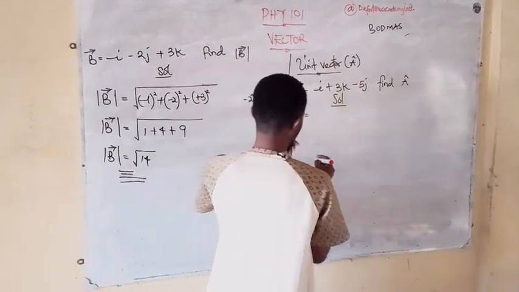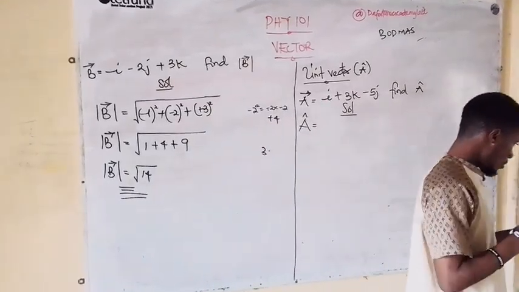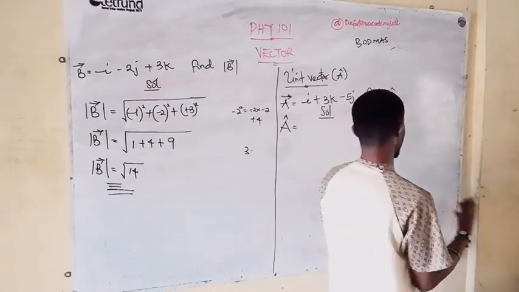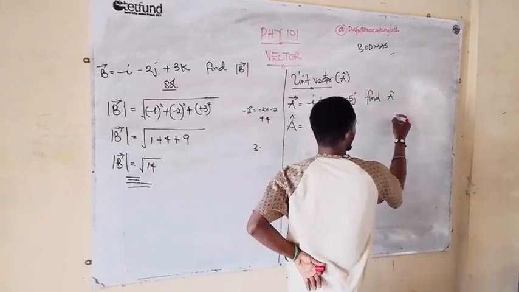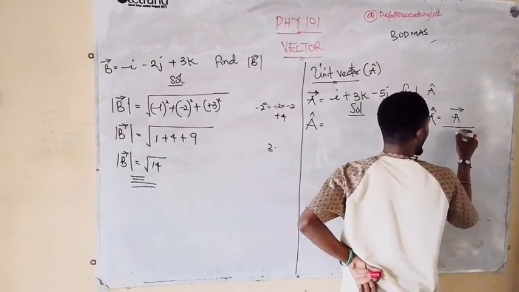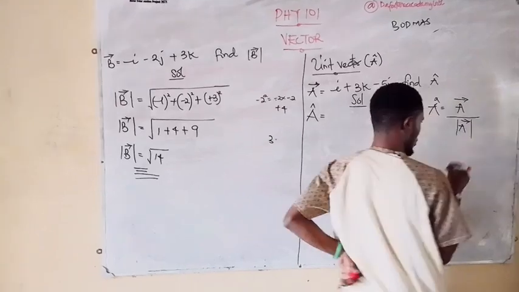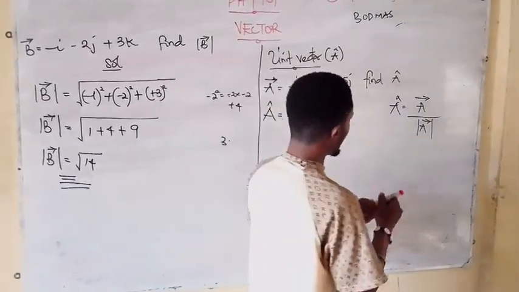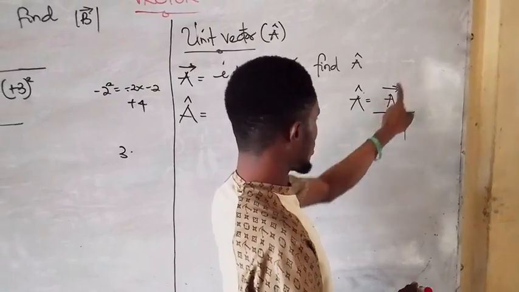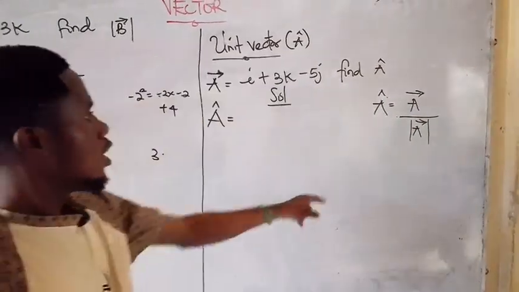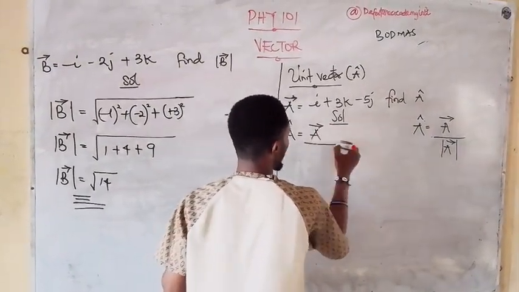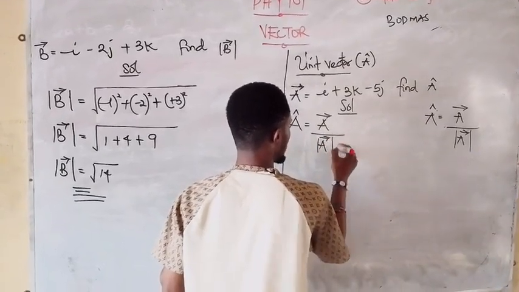Unit vector has a formula that only that formula can result you to 1. Anything apart from that formula can never result you to 1. Now the formula of unit vector is that unit vector is equals to position vector all over modulus of that position vector. Please take that formula down. A unit vector is equals to the position vector all over the modulus of the vector. So if I apply that here, bringing back the formula, I have the position vector all over what? Modulus of the position vector.